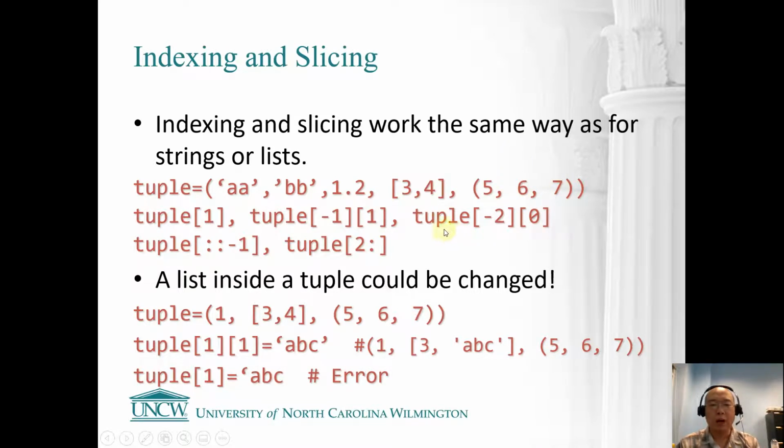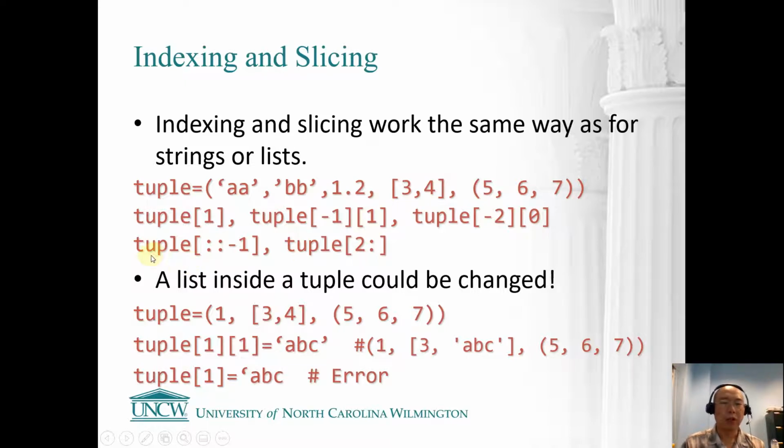Okay, and how about the tuple negative 2 and 0? So can you tell me, if we are doing tuple negative 2 and 0, which value are we grabbing? We are grabbing 3 because negative 2 will give you this sublist, and then for the index 0, it will give you the 3.